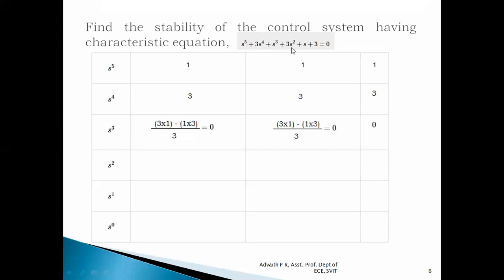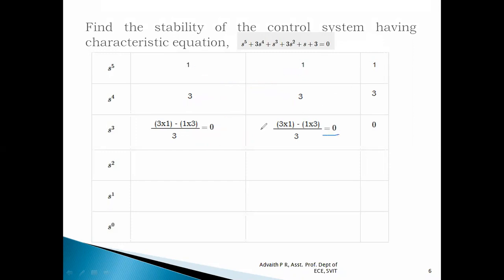And the coefficient of s to the power of 2 is 3. It will be taken as the value of the second element in the second row, and it continues 1, 3. Now, to find the other values in our Routh array, we will be using our normal formula which we have seen in our previous lecture videos. To obtain this value, 3 into 1 minus 1 into 3 divided by 3. The value which we get will be equal to 0.